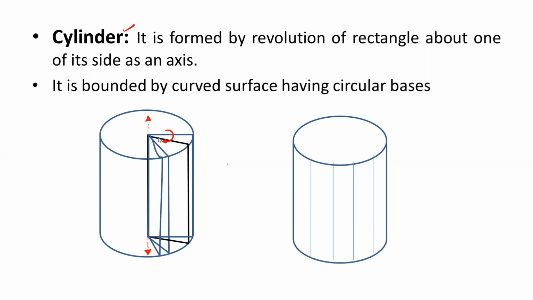So for the cylinder, the terms are the same as for the polyhedron, that is the axis. The axis is the imaginary line which passes through the centers of the bases. So this is the axis for the cylinder. Then this is the surface, which is a curved surface.